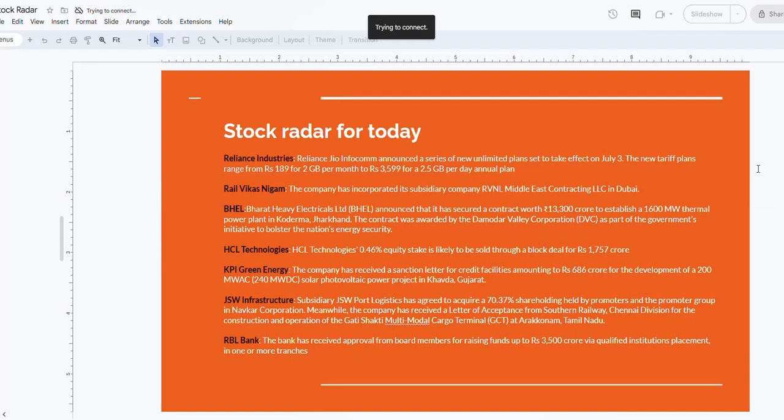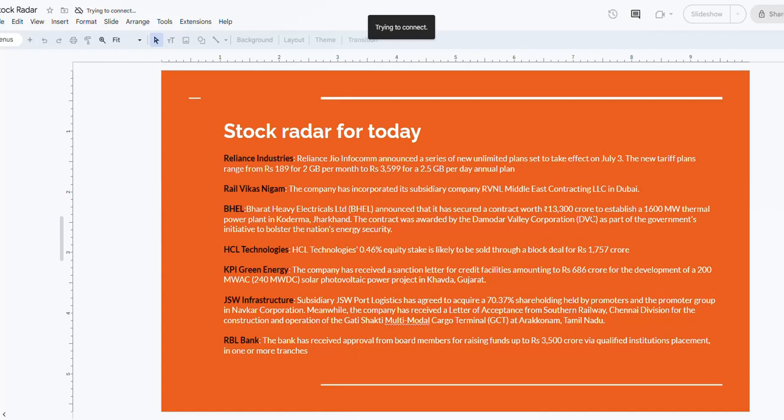Then comes BHEL, Bharat Heavy Electricals Limited. It has announced that it secured a contract worth 13,000 crores to establish a 1,600 megawatt thermal power plant in Koderma, Jharkhand. In Jharkhand, to establish a 1,600 megawatt thermal power plant, they secured an order of 13,000 crores, guys, from this DVC company, Damodar Valley Corporation.